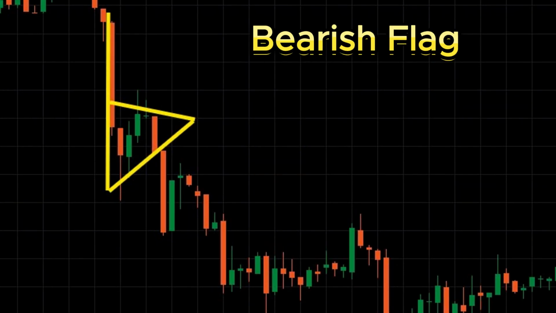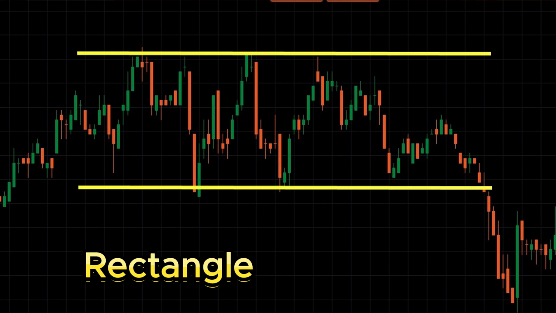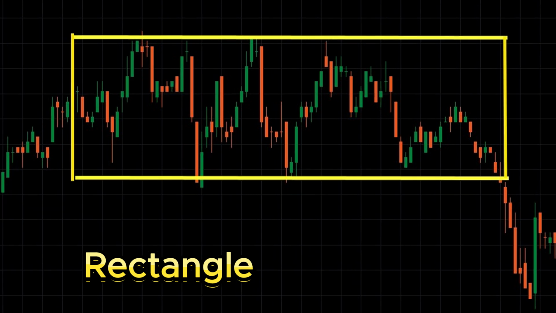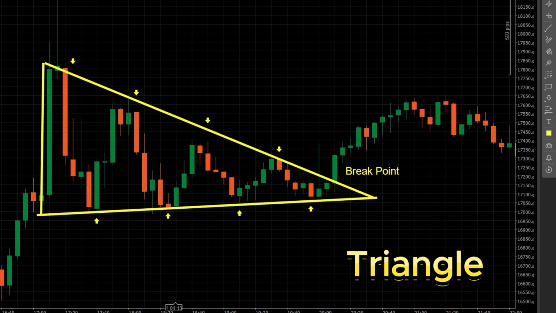Bearish flag. Same thing, but in reverse. A big red candle followed by a pause. It usually leads to more downward movement. Again, about the same size as the first drop. Rectangle. Price moves between a clear high and low, bouncing up and down. Draw horizontal lines at the top and bottom, and you've got a rectangle. When price breaks out, either up or down, the move is usually strong. And again, the move often equals the height of the rectangle.